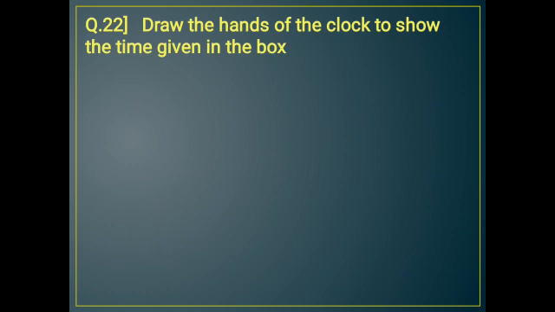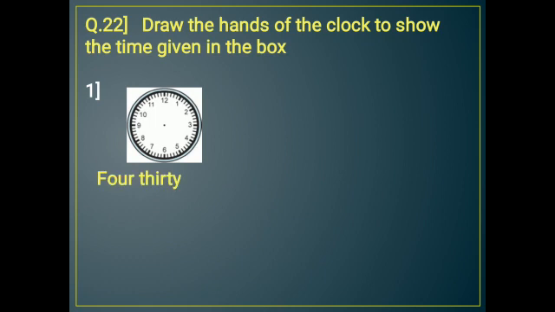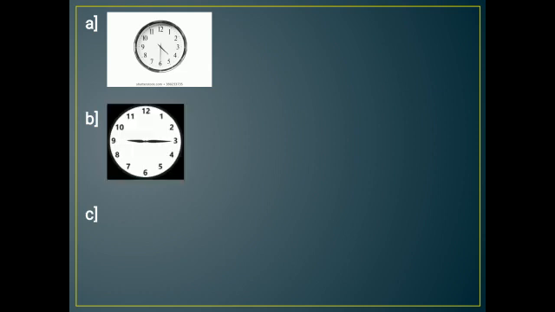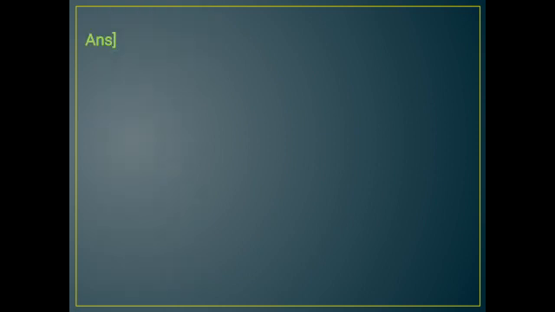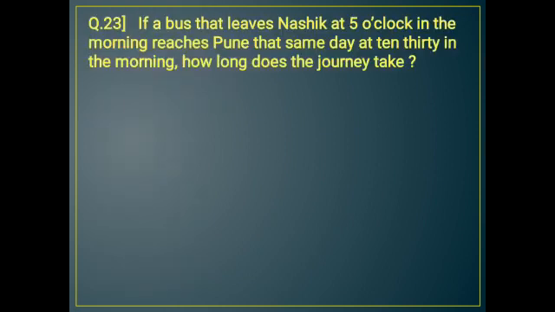Next, draw the hands of the clock to show the given time in the box. So the given time is 4:30. So the options are, see here. By looking at the picture, which is the correct option? That is option A as 4:30. So the hour hand is on 4 and the minute hand is on 30. So option A is the correct answer.